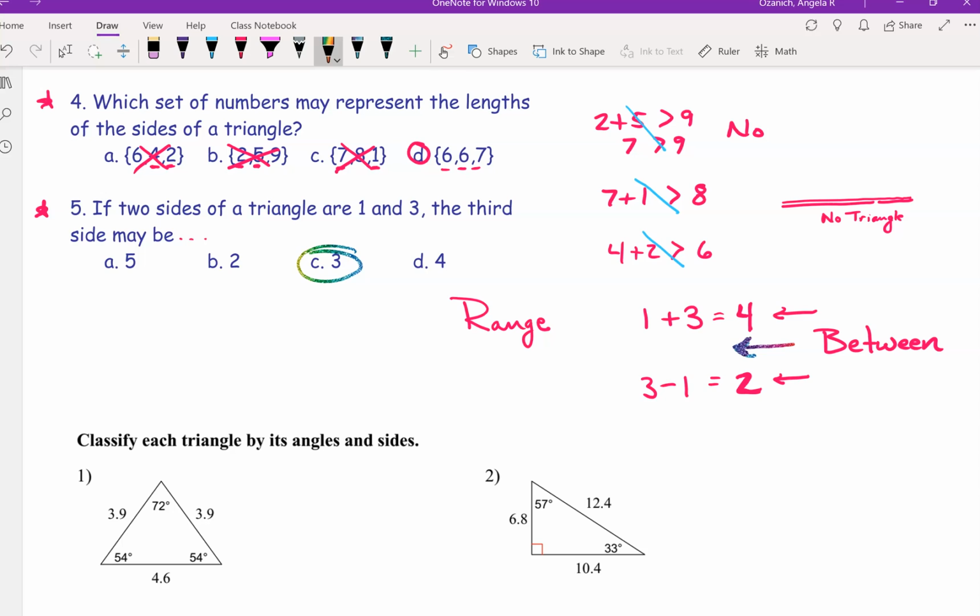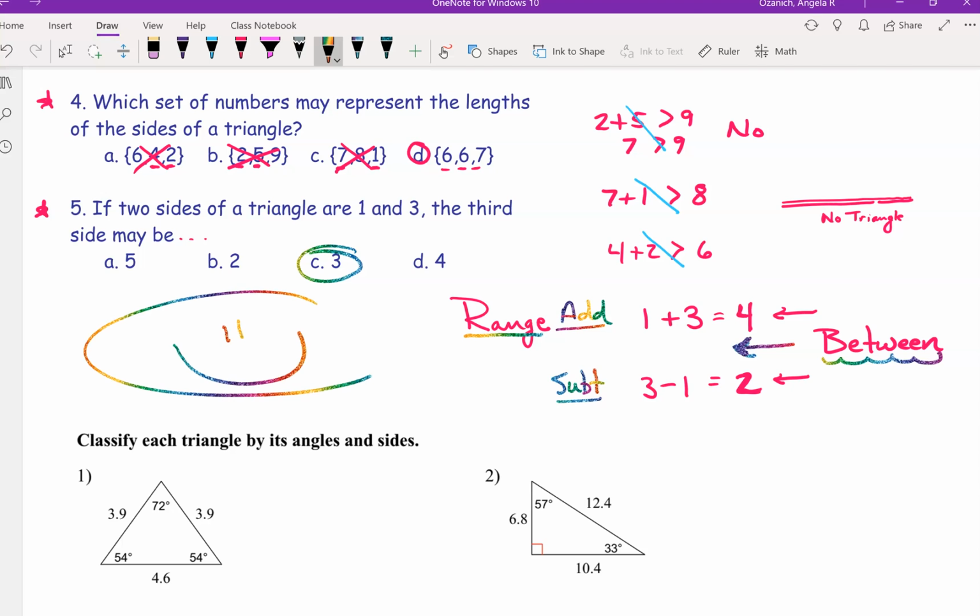Okay, so to find our range, remember you want to add the 2 sides and subtract the 2 sides to find that high number and low number that your third side could actually be between. So that will help get you going with the triangle sum. It's awesome. Okay, we're going to push forward.